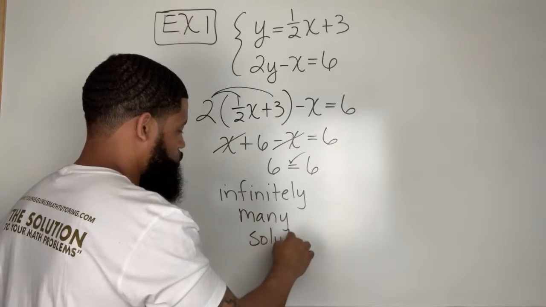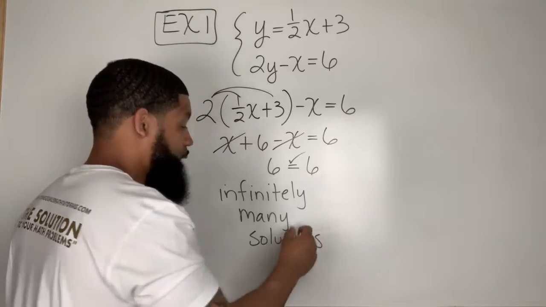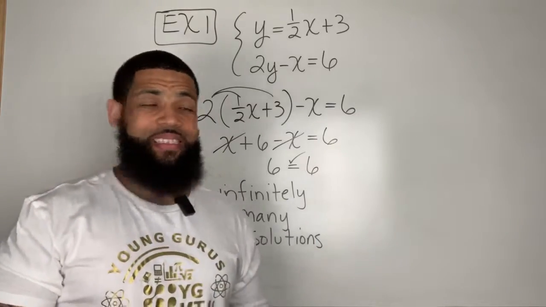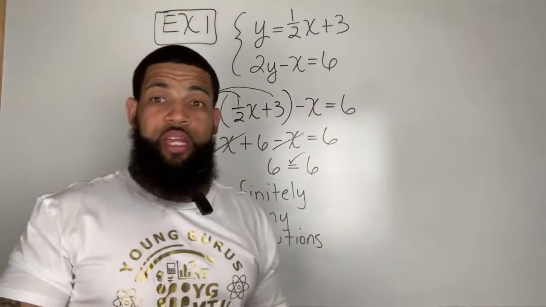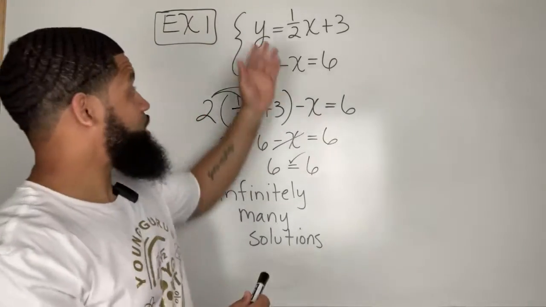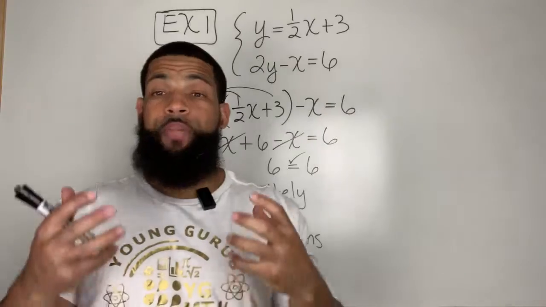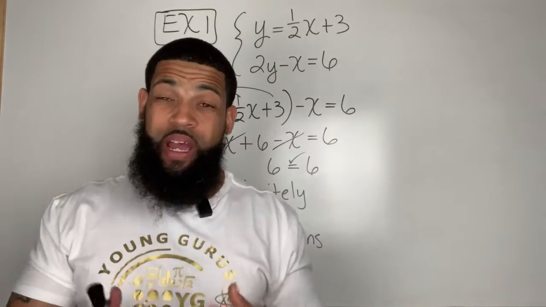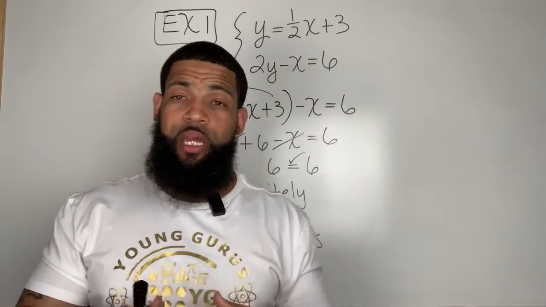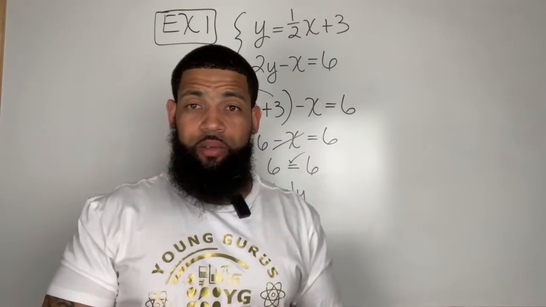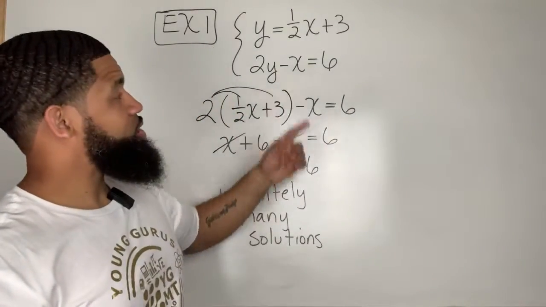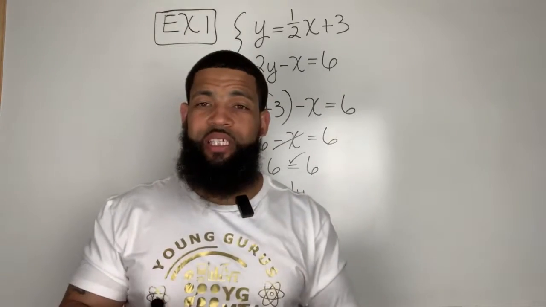Well, what does that mean? That means that whatever number I decide to substitute for x and y, I will get the same value on both sides. But as far as the graph of this, that means that these two lines are the same line. Basically, if I was to put this in slope-intercept form, I would get the same exact line.